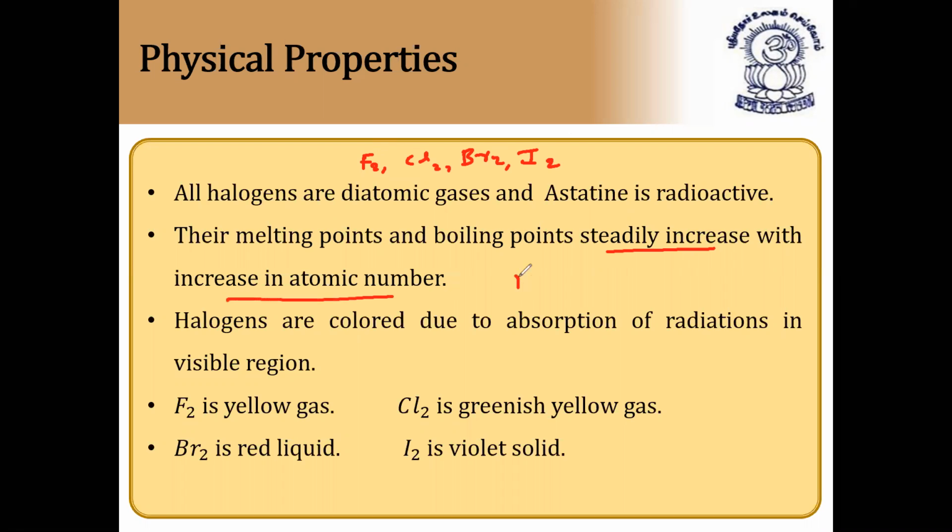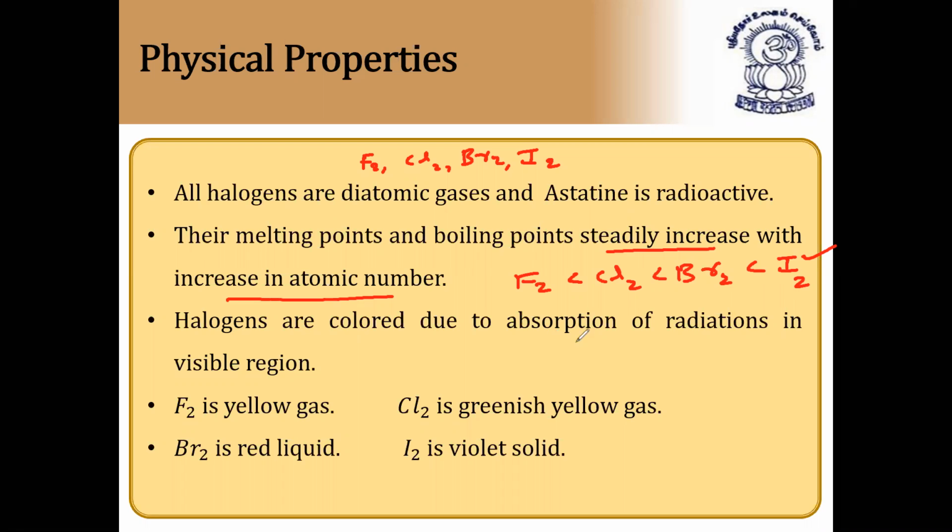So in the melting point order, fluorine is less than chlorine. Chlorine is less than bromine. Bromine is less than iodine. So the highest is iodine.